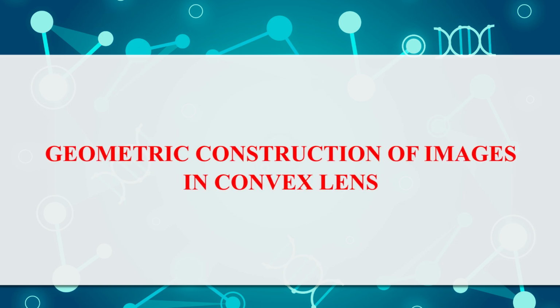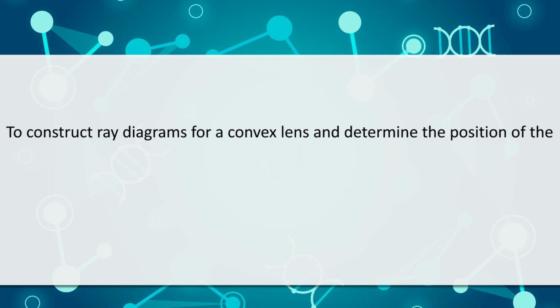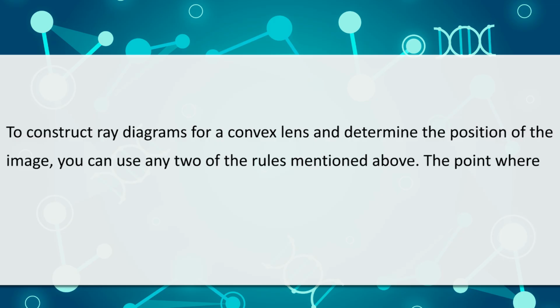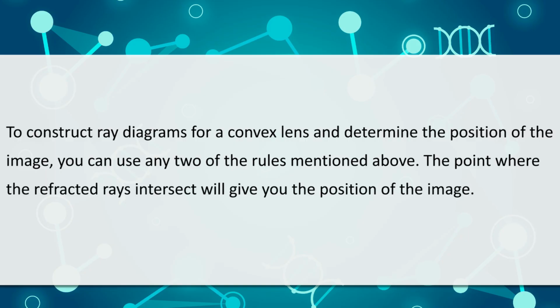Geometric construction of images in a convex lens. To construct ray diagrams for a convex lens and determine the position of the image, you can use any two of the rules mentioned above. The point where the refracted rays intersect will give you the position of the image.